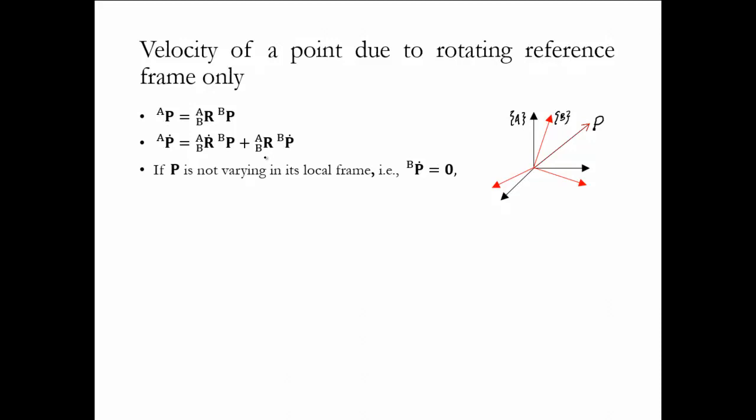Now if P is not varying in its local frame, that is P_B dot is 0, that could be the case. P is maintaining a constant angle with this frame, and then the whole frame is moving, so that could also be the case. In that case, P_B dot would be equal to 0, which would reduce this previous equation to P_A dot is equal to R_B to A dot times P_B.